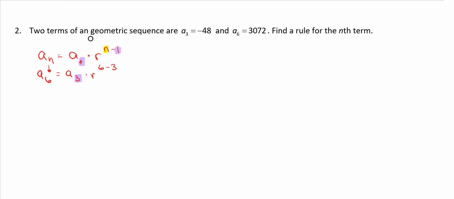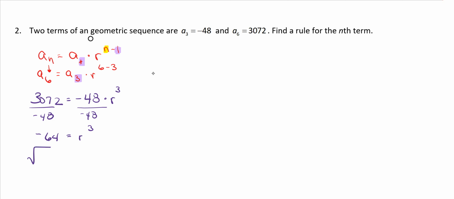So now we're going to fill in what we know. So we know a sub 6 is 3072. We know a sub 3 is negative 48. Then times r to the third power. Now, this is a power equation, so we can solve this. So we're going to start by dividing by negative 48. When we divide this by negative 48, we end up with negative 64. And this equals r cubed.